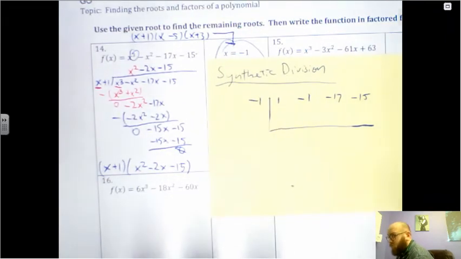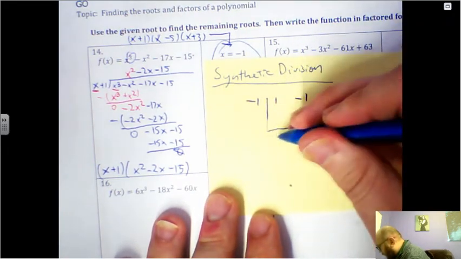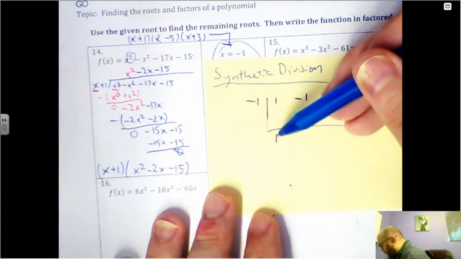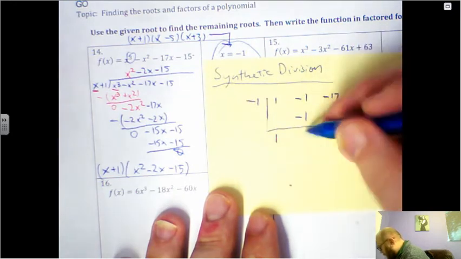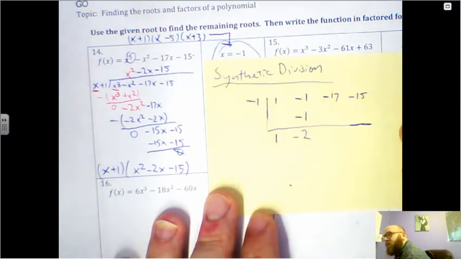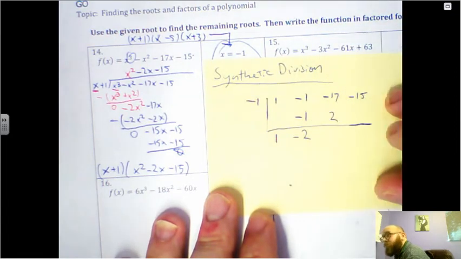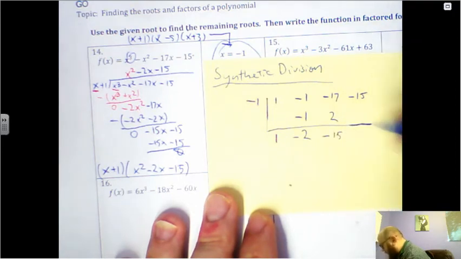So here's how synthetic division works. We start by bringing down our first number, the 1. Every time, take that first number and bring it down. Now I multiply: negative 1 times 1 is negative 1. Now I add: negative 2. Now I multiply negative 1 times negative 2 to get 2. Now I add negative 15. Now I multiply, positive 15. Now I add, 0.